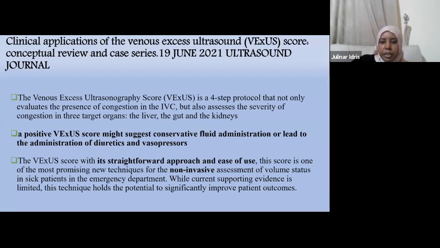It's easily applicable. Emergency physicians can easily utilize this protocol to guide their fluid management, and it's not time consuming. For example, a positive venous access ultrasound might suggest conservative fluid administration or lead to the administration of diuretics and vasopressor instead of giving the patient volume. This score, with its straightforward approach and ease of use, is one of the most promising new techniques for the non-invasive assessment of volume status. While current supporting evidence is limited, this technique holds the potential to significantly improve patient outcome.